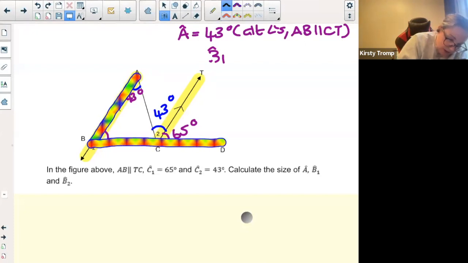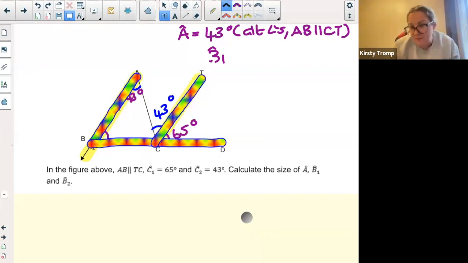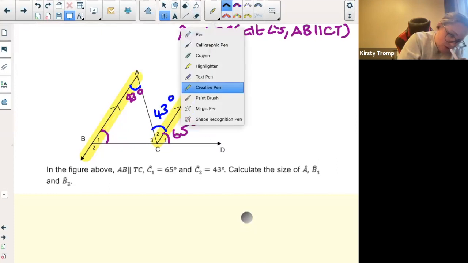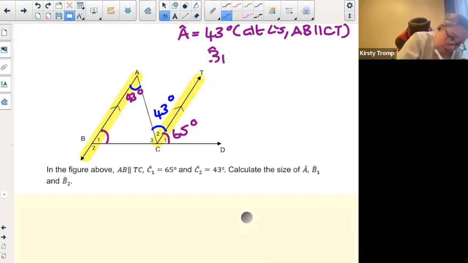And hey, look at that. Look what else I noticed. I've got another parallel line going that way. What letter is that? That's the letter F. Good. And what kind of angles does letter F represent, guys? Good. Corresponding angles. Nice. Well done, grade 9s. Okay, so angle B1 is going to be equal to 65 degrees.